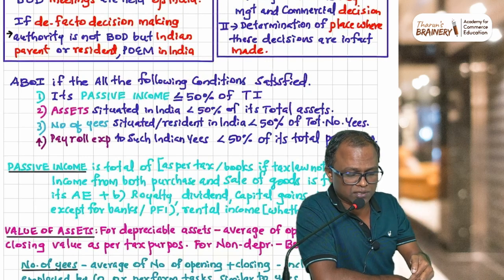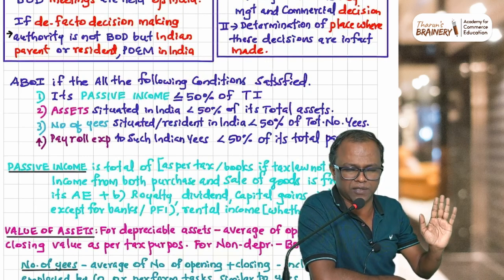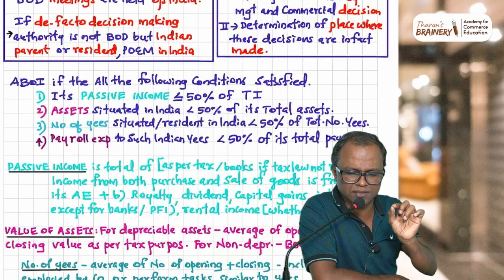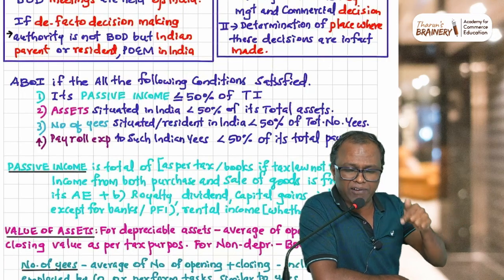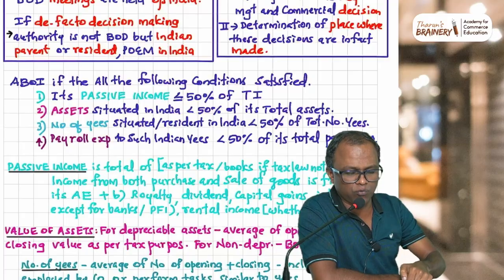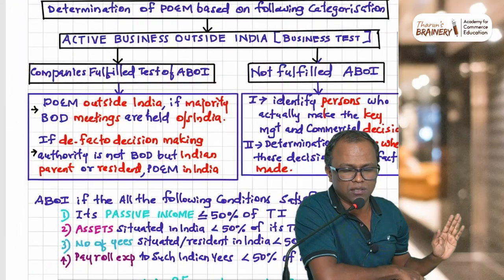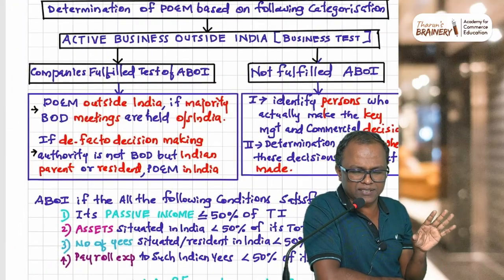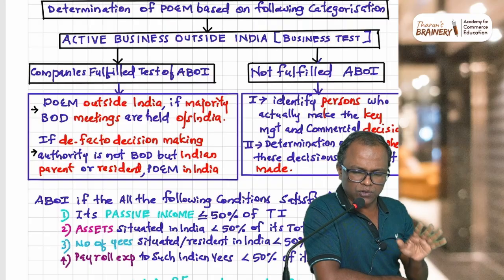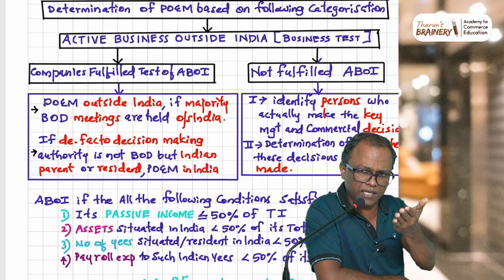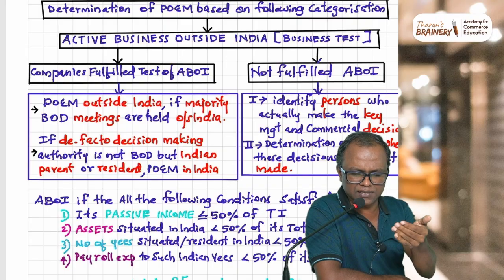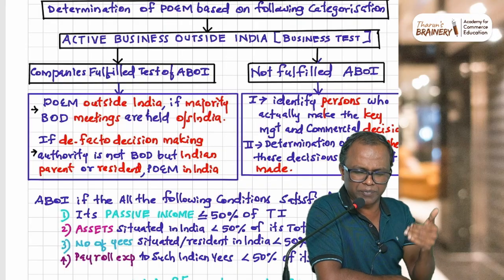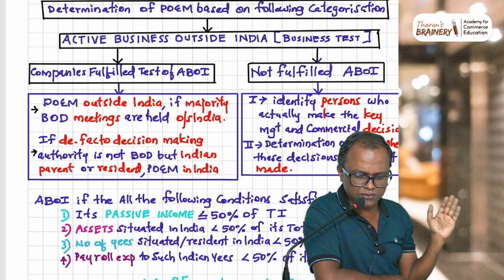So if all four tests are satisfied, we can say there is active business of that foreign company outside India. If active business is outside India, how will we find out the place of effective management? Simple rule. Take the total number of board meetings carried out during the previous year. If the majority of board meetings are held outside India, that foreign company is a non-resident. If the majority of board meetings are held in India, the place of management could be said to be in India, and accordingly it is resident in India. So this is the rule.